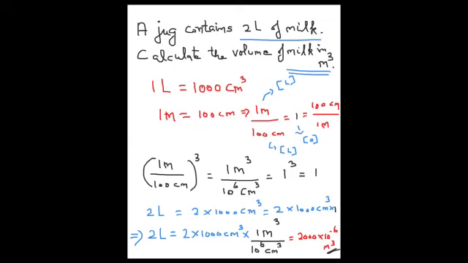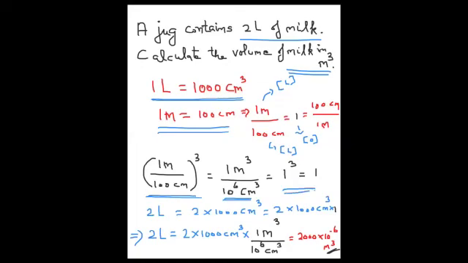So how do we apply dimensional analysis for this calculation? We know that 1 liter is equal to 1000 centimeter cube, and 1 meter is equal to 100 centimeter. So 1 meter by 100 centimeter is equal to 1, which can be written as 100 centimeter by 1 meter. Again, here the 1 is dimensionless. If we write the cubic form, 1 meter by 100 centimeter, the whole cube, is equal to 1 meter cube by 10 power 6 centimeter cube, which is equal to 1.